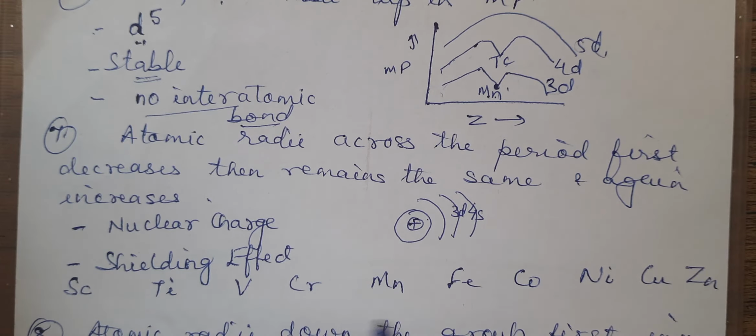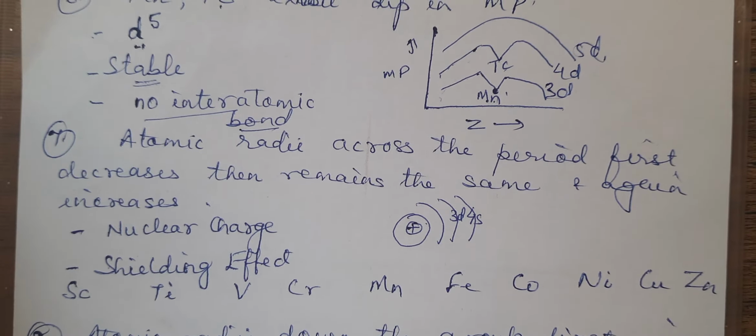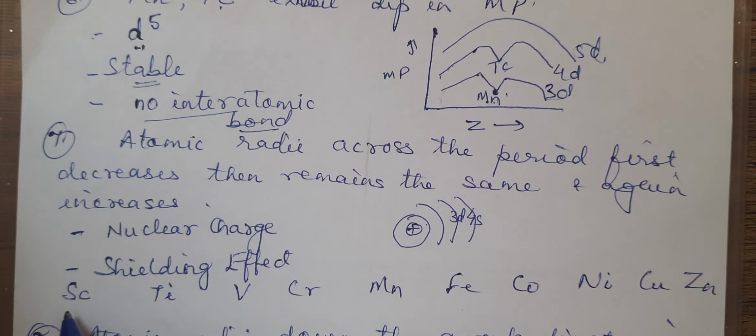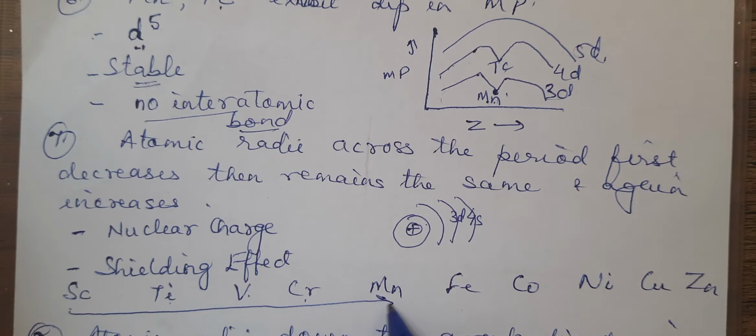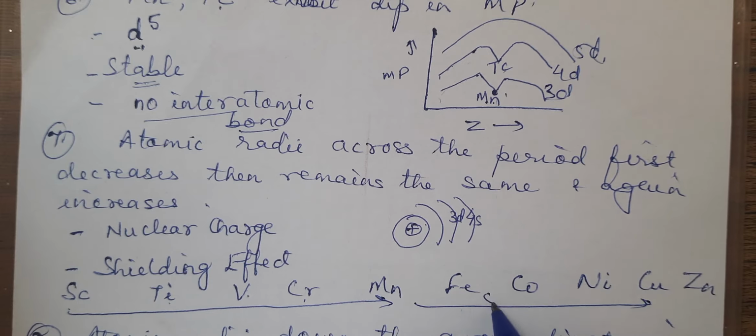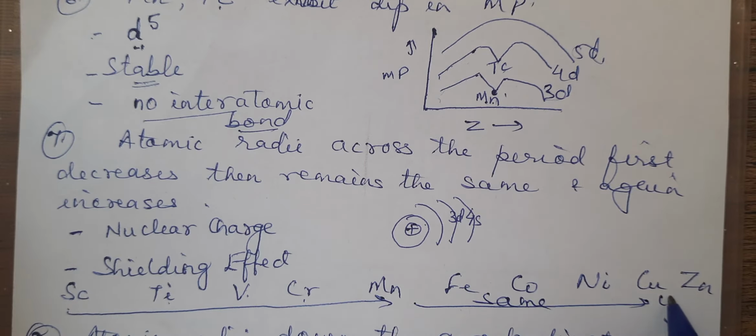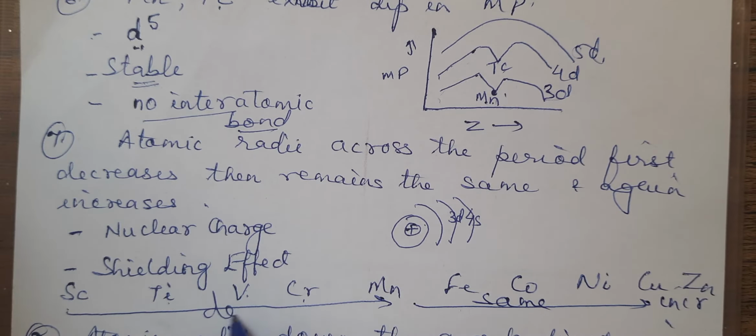Next question. The atomic radii across the period first decrease, then remain the same, then again increase. So if I write this 3d series, what is there in the 3d series? We find d1, d2, d3, then d5, s1, like that. So first it is decreasing, they are saying, then it starts remaining the same, and toward the end again we find it is increasing. Why? They are asking the reason for it.